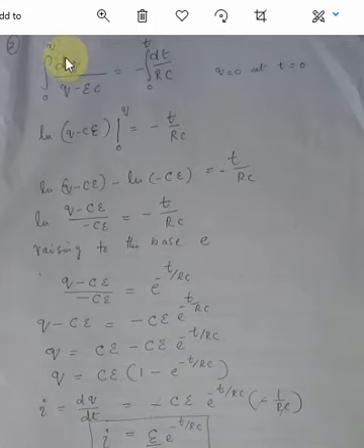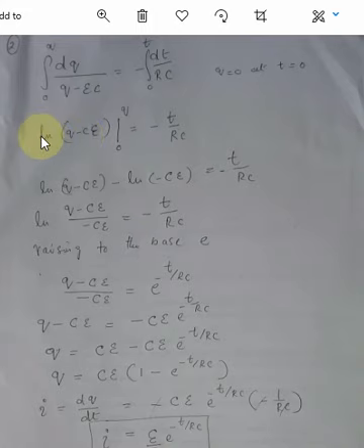So the integral of this side is log of Q minus EC with the limits 0 to Q, and the integral of this side is, since minus 1 over RC is constant, the integral of dt is T. Putting the upper limit T, it will be equal to T, and putting the lower limit 0, it will become 0. So all we get is minus T over RC. Now substitute the upper limit in this equation.